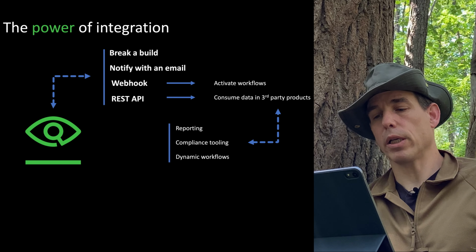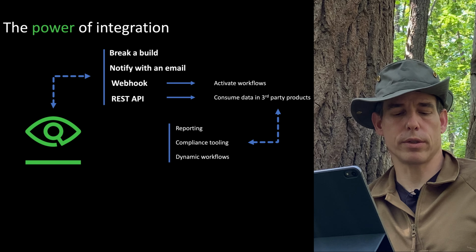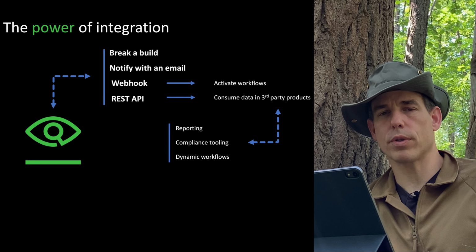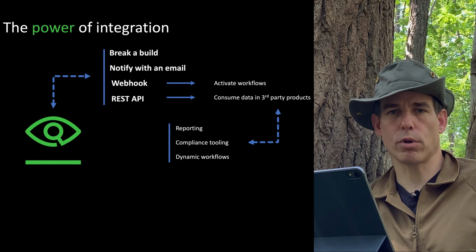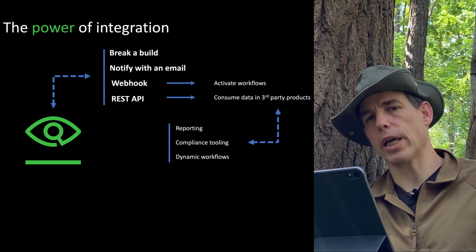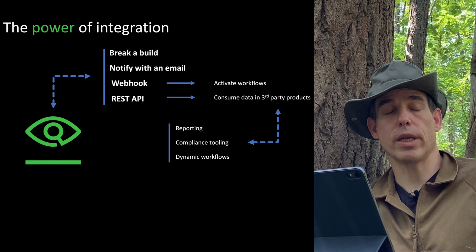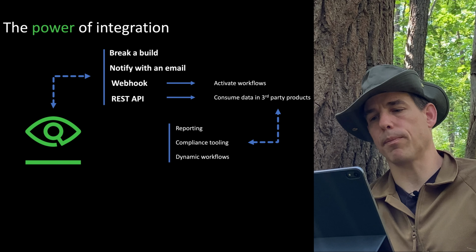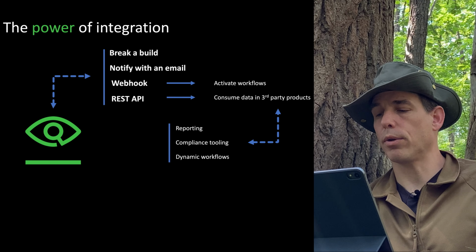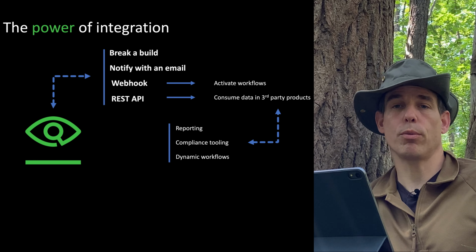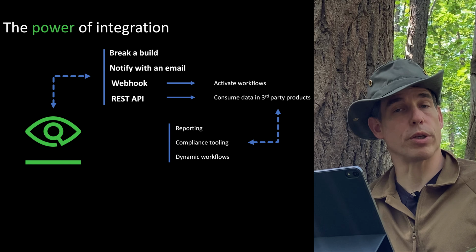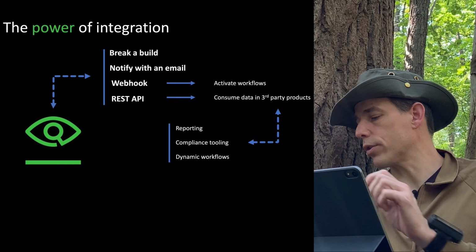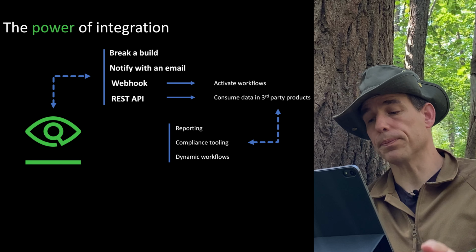The next one is you can notify or send email. This is just a notification, but the really interesting thing is you can start webhooks, and with this you can trigger external processes, or everything can be accessed via REST APIs. So the whole infrastructure can be managed as well as used by a REST API. With this you can consume third-party products, or it could be consumed by third-party products, for example for reporting or compliance tools or something similar.